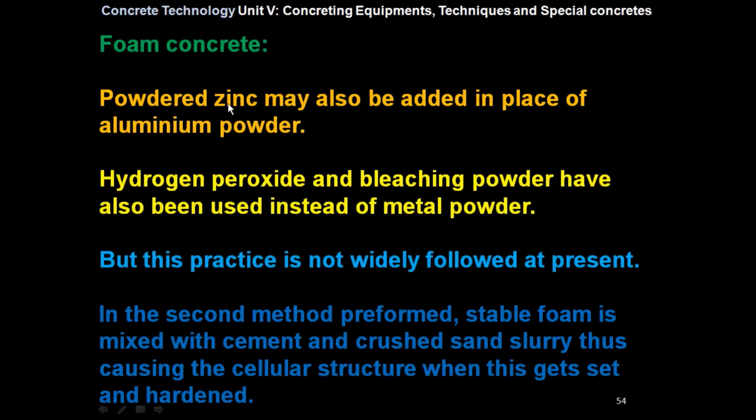Powder zinc may also be added in place of aluminum powder. Hydrogen peroxide and bleaching powder have also been used instead of metal powder. But this practice is not widely followed at present. In the second method, preformed stable foam is mixed with cement and crushed sand slurry, thus causing the cellular structure when this gets set and hardened.